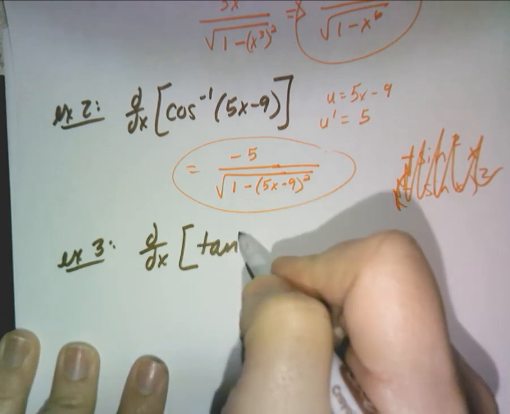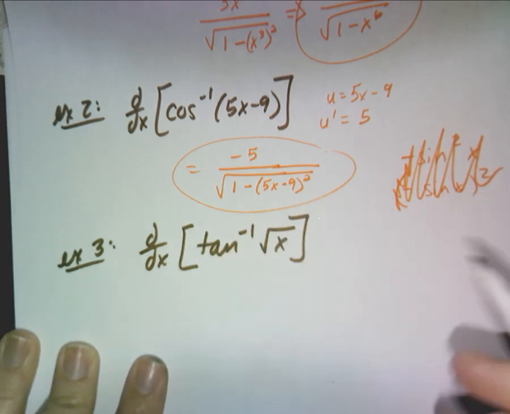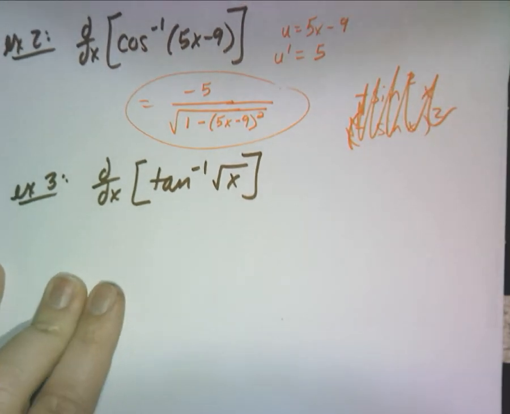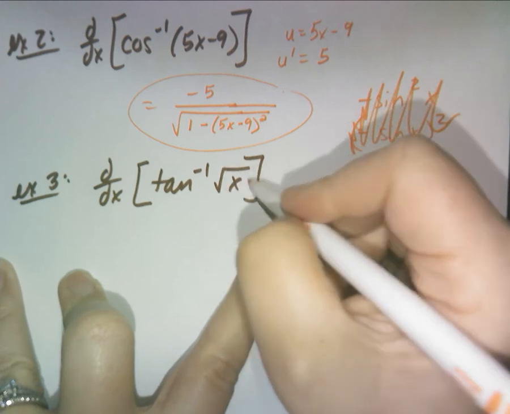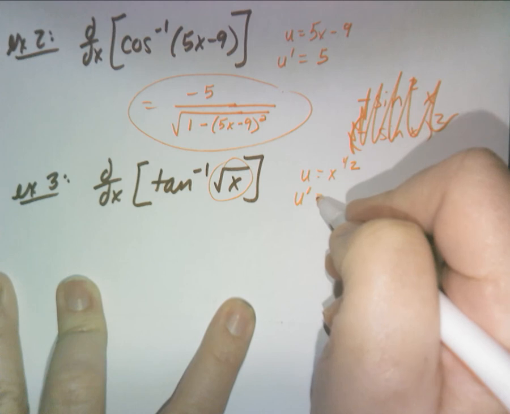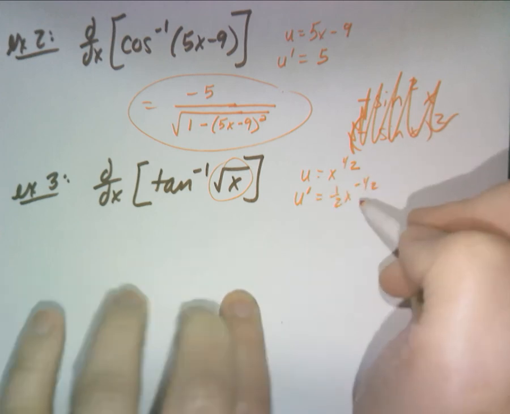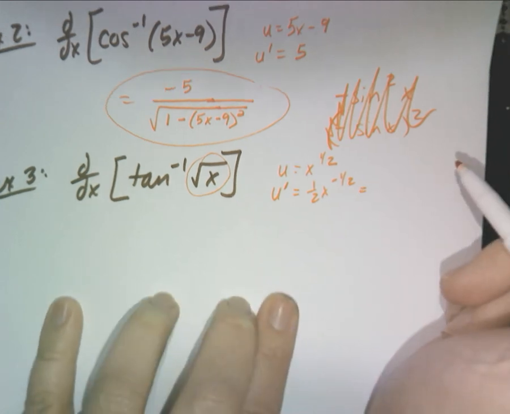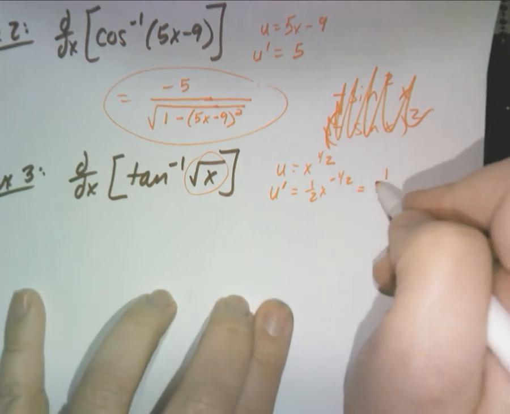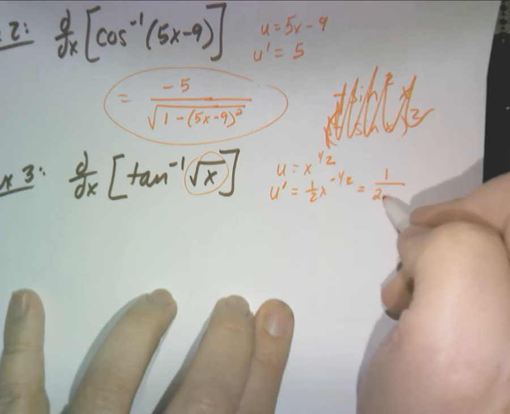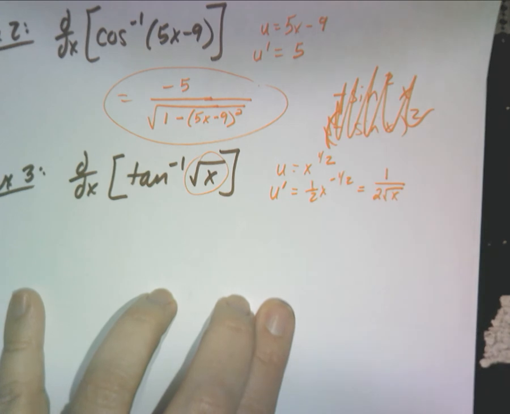All right, almost done. Let me do this one, another one, and then I'll do one for miracles. So inverse tan of square root of x. Obviously, again, this is your u. I would call it x to the 1/2. Your derivative would be 1/2 x to the negative 1/2, but I would rewrite this as a fraction. This would be 1 over 2, and I would actually call it root x, okay?